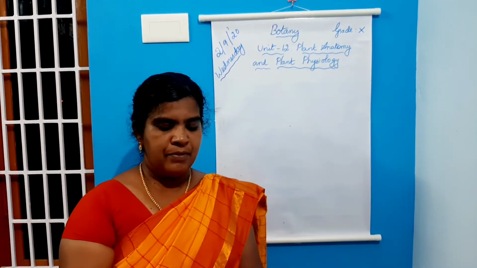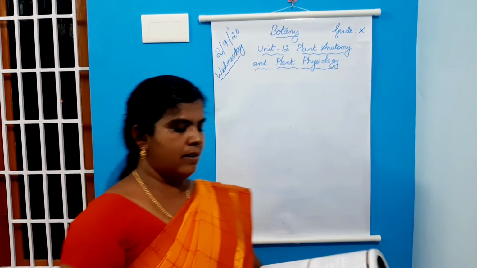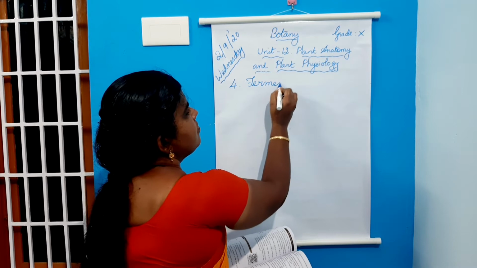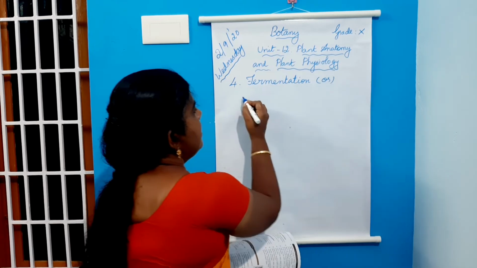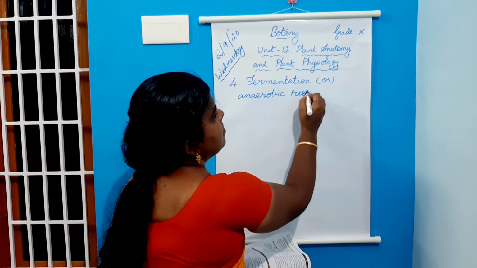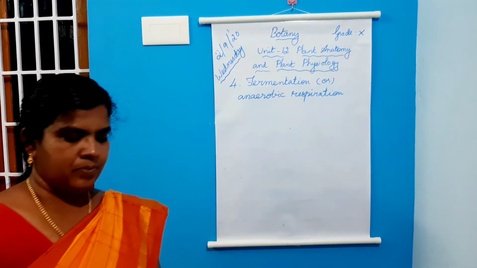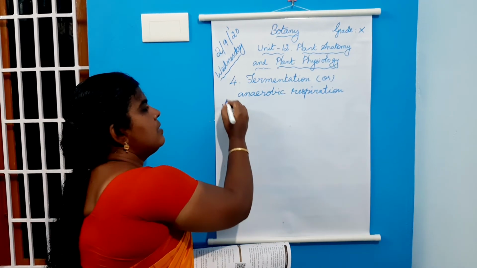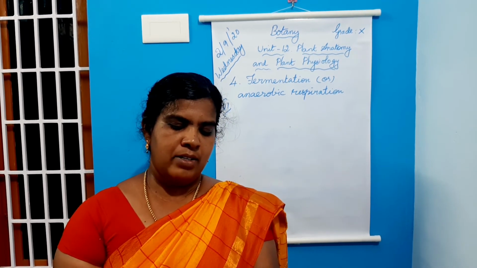Fourth one, name the phenomenon by which carbohydrates are oxidized to release ethyl alcohol. That is fermentation, or anaerobic respiration. Fermentation or anaerobic respiration. Next, Roman numeral 6, short answers. First you marked already. Second also you marked.